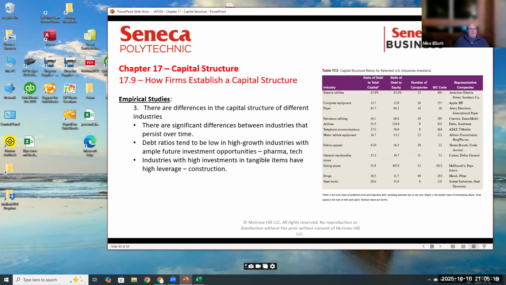There's a bunch of studies out here. The chart on the right looks at the capital structure of various companies. And it looks at it from a perspective of what kind of industry I'm in, what's the growth, what size of industries. There's a lot of difference between these industries, and it persists over time. In high growth industries, debt ratios tend to be very low.